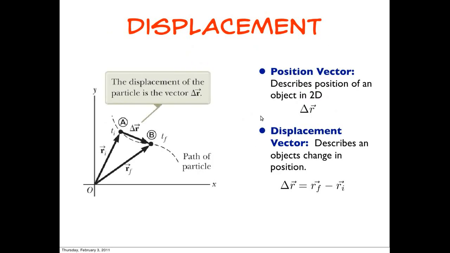So the first thing that we need to do is develop some vocabulary. The first term that we're going to define is the position vector. This describes the position of an object in 2D. For example, the position vector for point A on this plot starts at point 0 and goes here to point A. This is the position vector. The displacement vector describes an object's change in position. And so delta r in this case would be r final minus r initial. So the displacement between point A and point B would be described by this vector, delta r, which is the difference between the position vector r final and the position vector r initial.